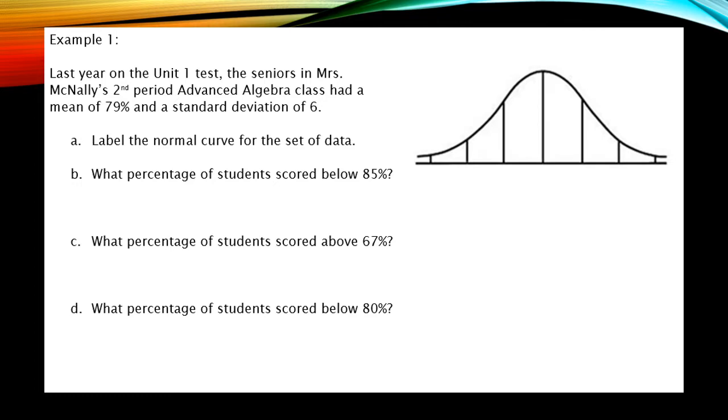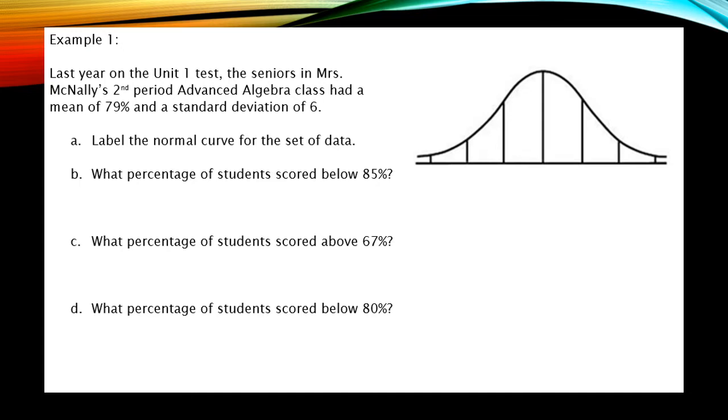This example is talking about the seniors and how they scored on last year's Unit 1 test in Mrs. McNally's second period advanced algebra class. It says that they had a mean of 79% and a standard deviation of 6. So part A just says label the normal curve for the set of data.